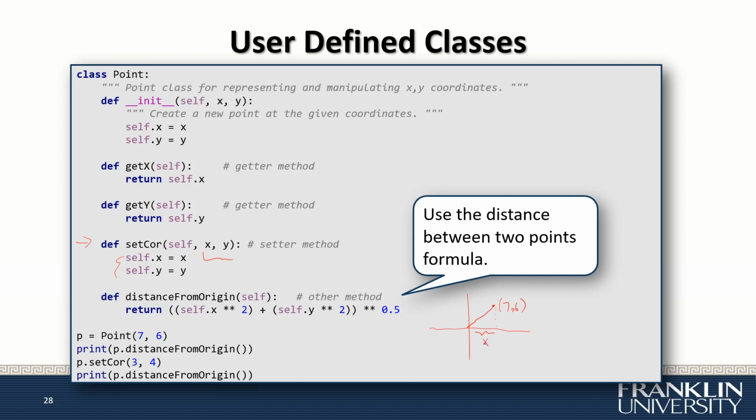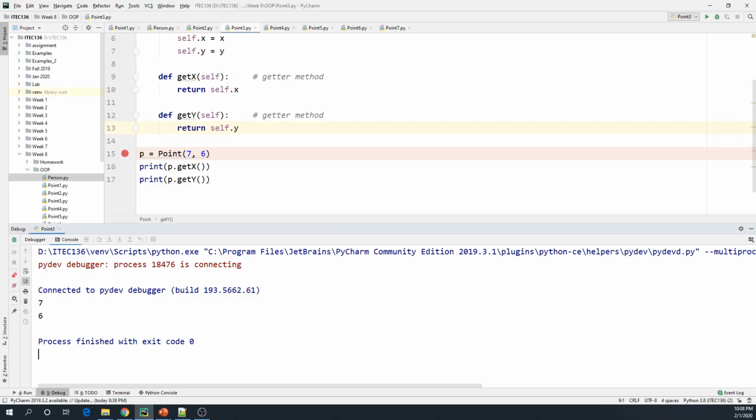This is your x, and this is your y. The x is the length. The y in this case is like the height of a right triangle. So I can use the Pythagorean theorem: a squared plus b squared, and take the square root of the sum, would be the hypotenuse, which is the distance from the origin. So let's see how this works in PyCharm.